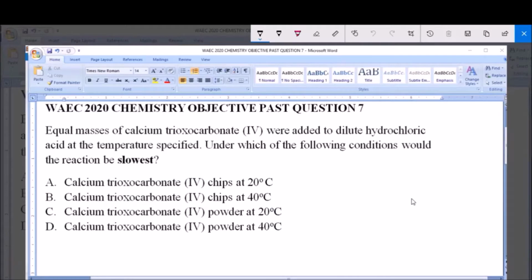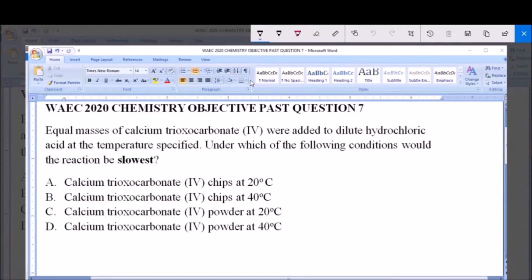A. Calcium trioxocarbonate 4 chips at 20 degrees Celsius. B. Calcium trioxocarbonate 4 chips at 40 degrees Celsius. C. Calcium trioxocarbonate 4 powder at 20 degrees Celsius. D. Calcium trioxocarbonate 4 powder at 40 degrees Celsius.